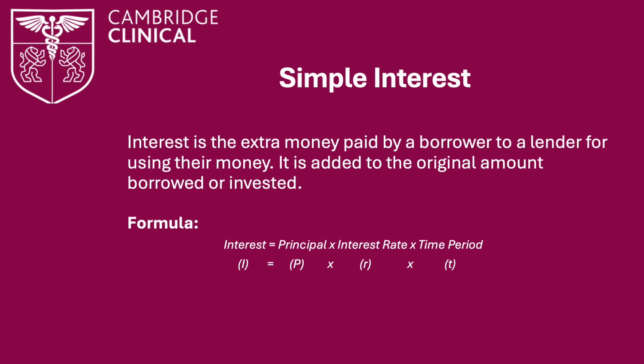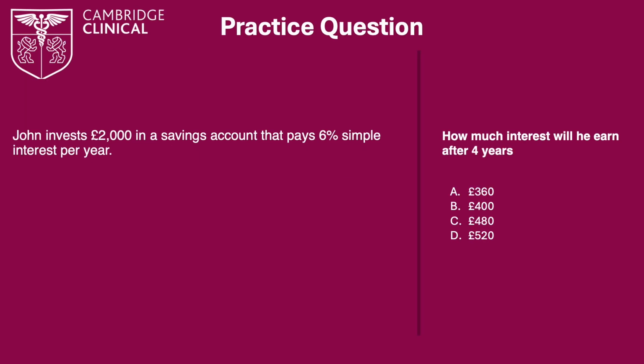The formula for simple interest is simply principal multiplied by the interest rate by the time period. In this case, the principal is the initial borrowing money or saving amount. Let's test this concept with a practice question. Attempt this question first by pausing the video, and when you're ready, press play to resume.